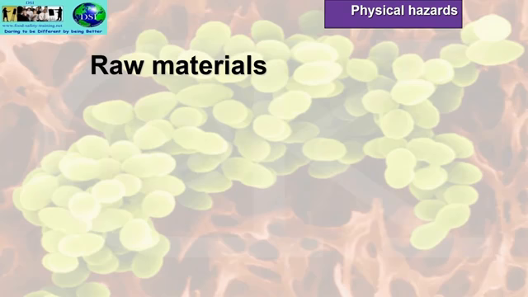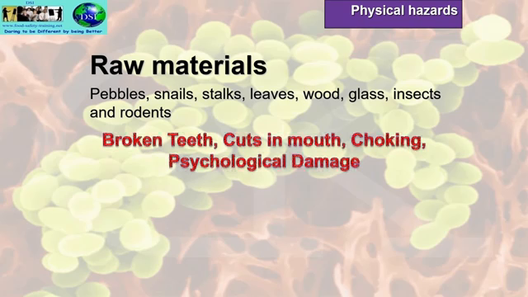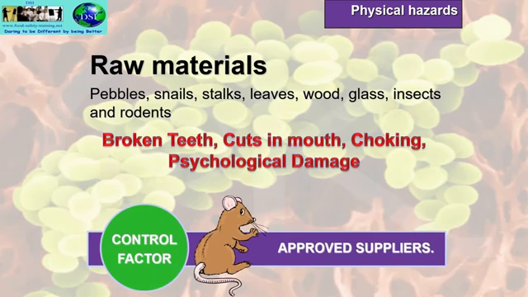So physical hazards can come in raw materials. For example, we've got pebbles, snails, stalks, leaves, wood, glass, insects and rodents. These can cause broken teeth, cuts in mouth, choking and psychological damage. The control factor here is to use approved suppliers.